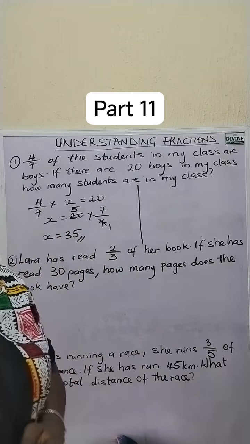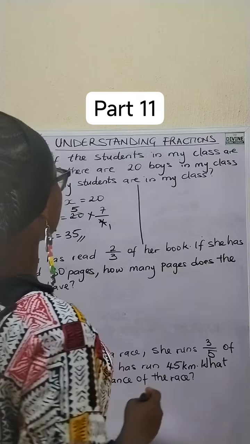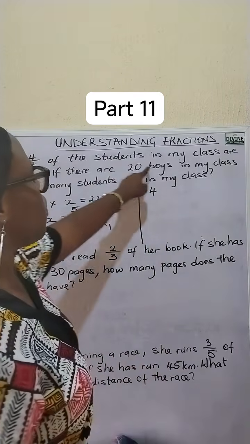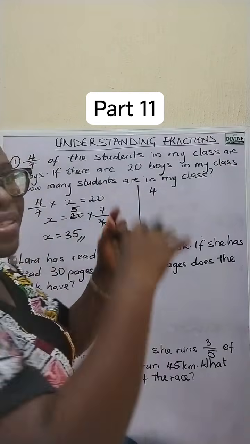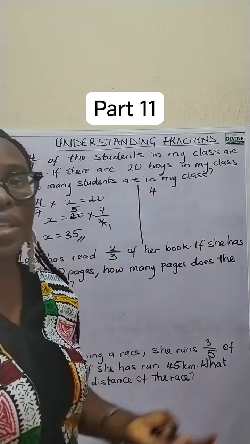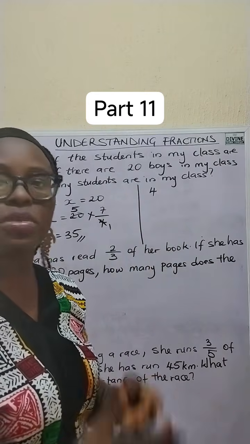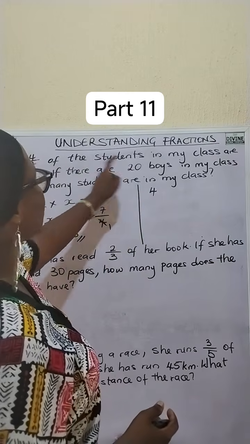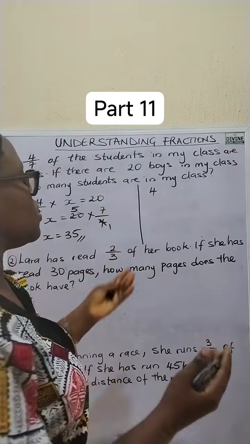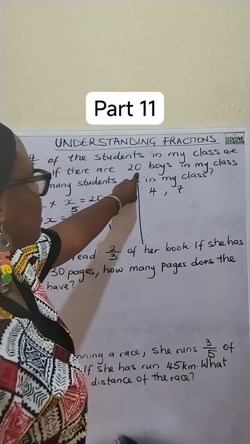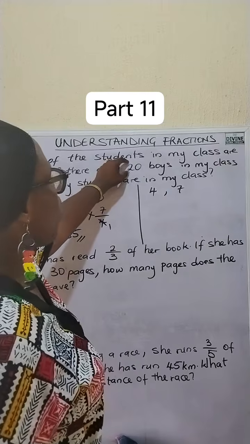But how do I prefer to solve this question? We have a fraction given, 4 over 7. In this case, 4 represents the boys, while 7 represents the total class. Because when you're given a fraction, the denominator represents the total item, the total number or anything. So 4 is the fraction that represents the boys, while 7 is the fraction that represents the total class. So we have 4 and 7. Now they gave us a number. This is the fraction, this is the whole number.